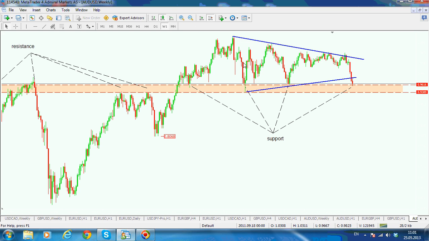Even for the legs of the triangle here, if you look at them, all the moves to the downside were sharp sell-offs. Look here. This is a sharp sell-off only to be retraced, and a sharp sell-off only to be retraced. A sharp sell-off again, 4 weeks only to be retraced. 3 weeks only to be retraced. Now this looks no different, a sharp sell-off to the downside.